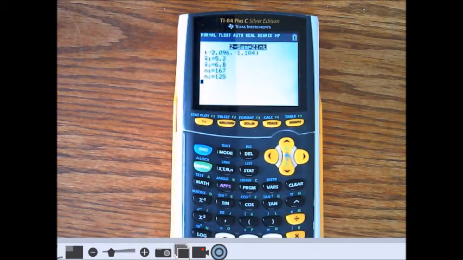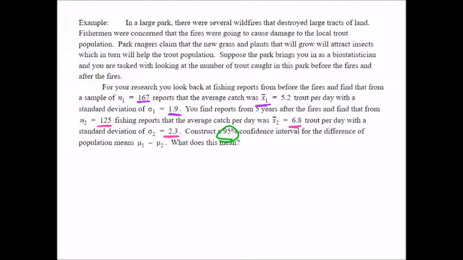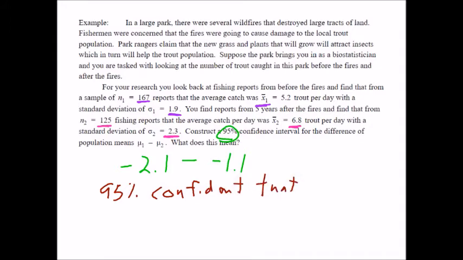And we get this, negative 2.1 to negative 1.1. So negative 2.1 to negative 1.1 would be our confidence interval. So what does this mean? This means we can be 95% sure or confident that mu1 minus mu2 is between negative 2.1 and negative 1.1.